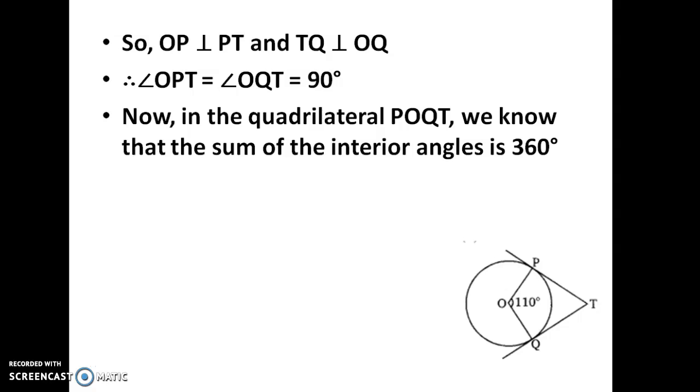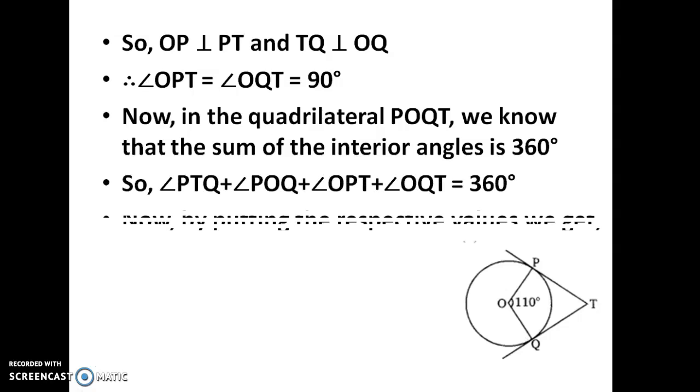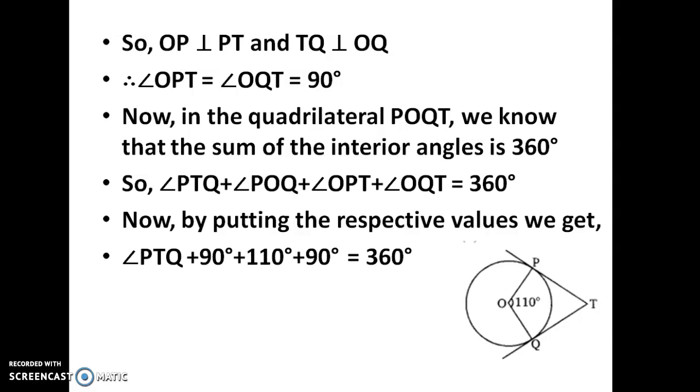Now in quadrilateral POQT. Okay, this is in the form of a quadrilateral. 4 sides are there. So we know that the sum of the angles is 360 degree. So whatever values we know we have to substitute. Only one is unknown, so the rest we all know. This is 90 degree, this is 90 degree and this is 110 degree. So if you substitute, we can get angle PTQ equal to 70 degree.